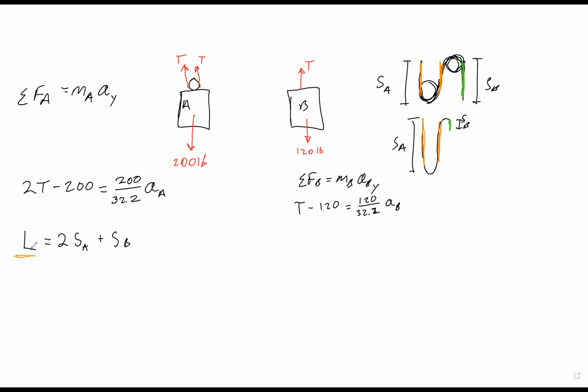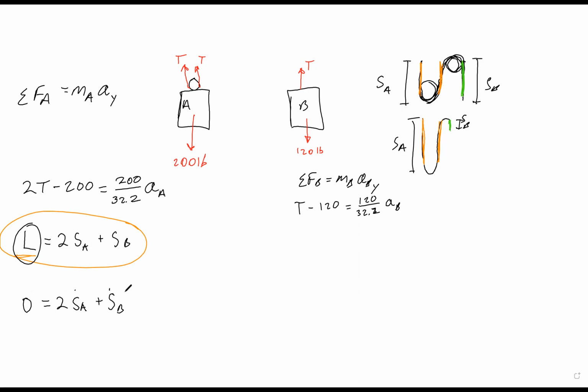Okay, so now if we want to learn something about accelerations, remember the whole goal is to get a third equation. And right now, there's no tension and no acceleration in this third equation. So this isn't necessarily helping us. In fact, we don't know any of these lengths. But what we can do is a derivation as a function of time. So since L is a constant, we go to 0 equal to 2 s dot A plus s dot B.